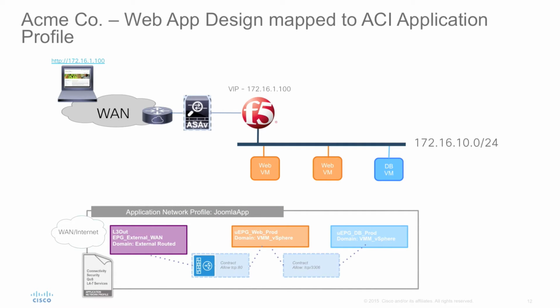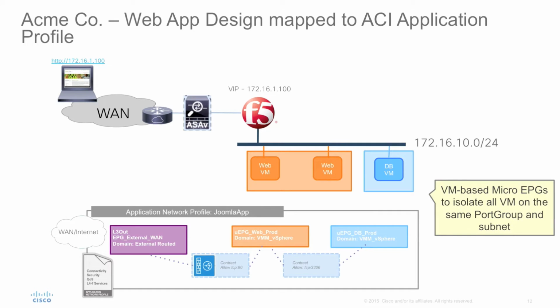Our application profile will have two micro EPGs, one for the web production virtual machines, which will be mapped to the VMM vSphere domain, and another micro EPG for a database, also mapped to the vSphere domain. We will use two contracts. One contract will enable connectivity between the web and the DB tier, and another contract will provide access to an external EPG, which is part of an L3 out that provides connectivity to our wide area network. This external EPG also has a service graph.